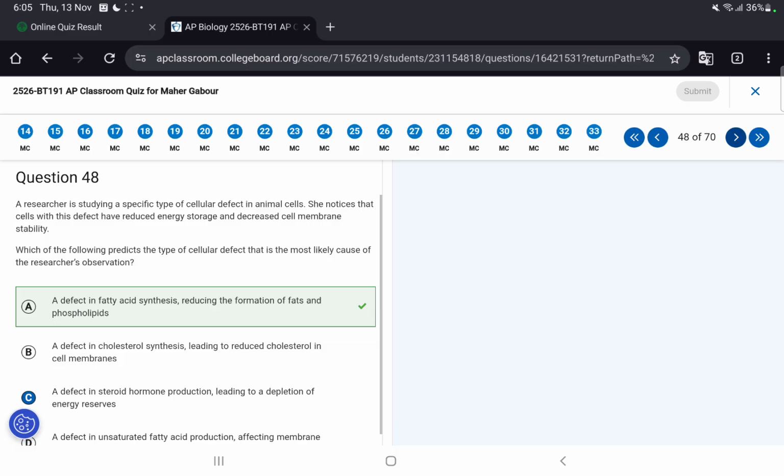So the cause of this defect is a defect in fatty acid synthesis, because when we reduce fatty acid synthesis, we have reduced formation of fats and reduced formation of phospholipids, because both phospholipids and fats need fatty acids. So a defect in fatty acid production will cause decreased formation of fats. That means decreased energy storage, and a decreased amount of phospholipids. That means decreased stability in our cell membrane, because our cell membrane is made of what? Phospholipids.